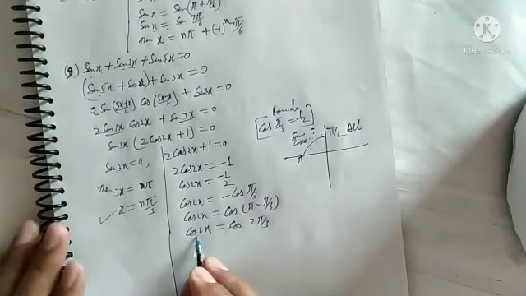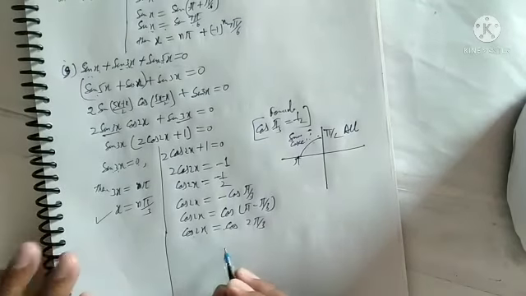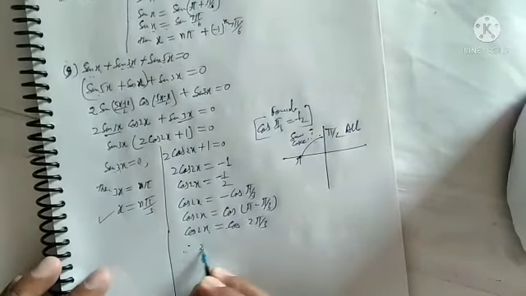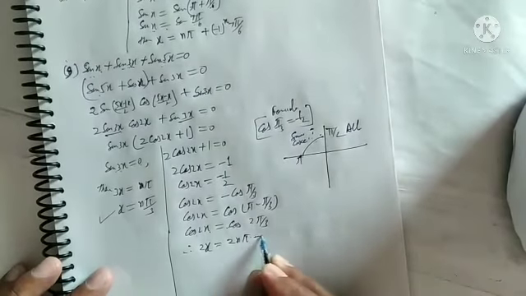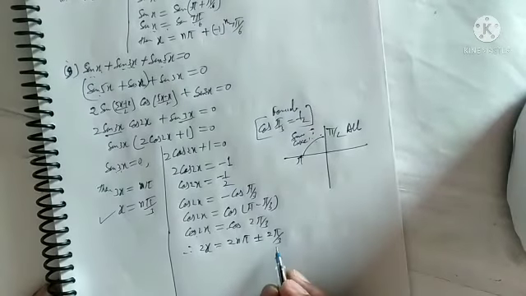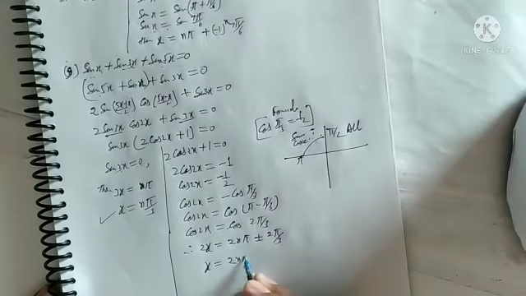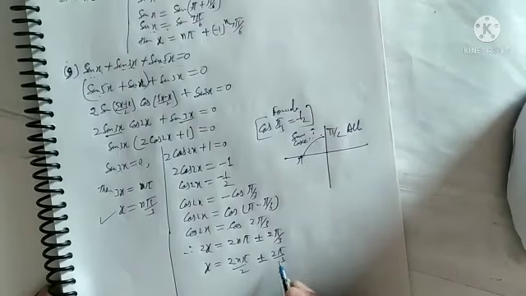What is that? If cos theta is equal to cos alpha, then theta is equal to 2 n pi plus minus alpha. Therefore 2x is equal to 2 n pi plus minus 2 pi upon 3 in the place of alpha. So this 2 will go down and divide. Then x is equal to 2 n pi upon 2 and plus minus 2 pi upon 3 also upon 2 here.